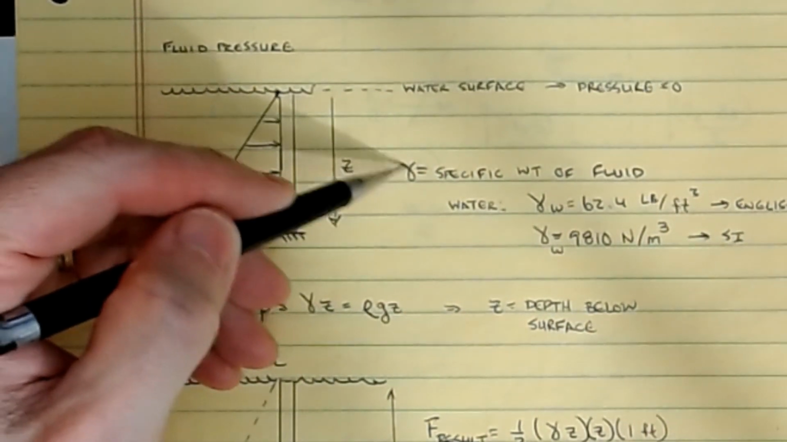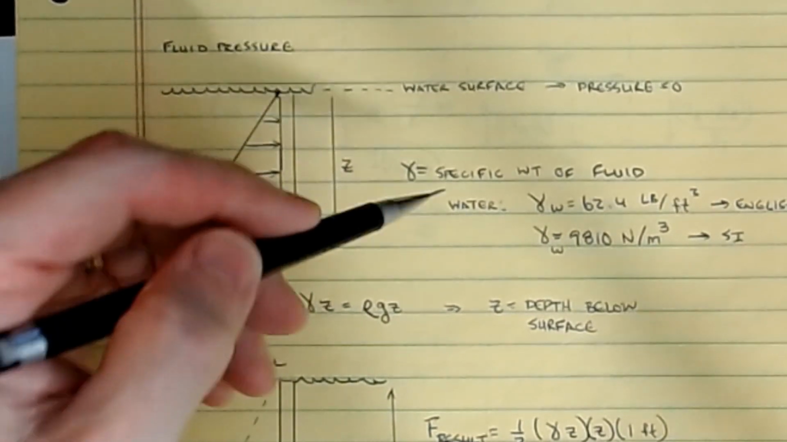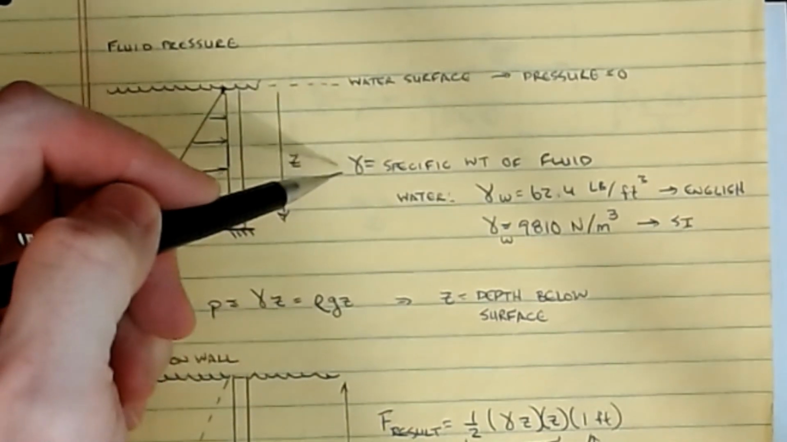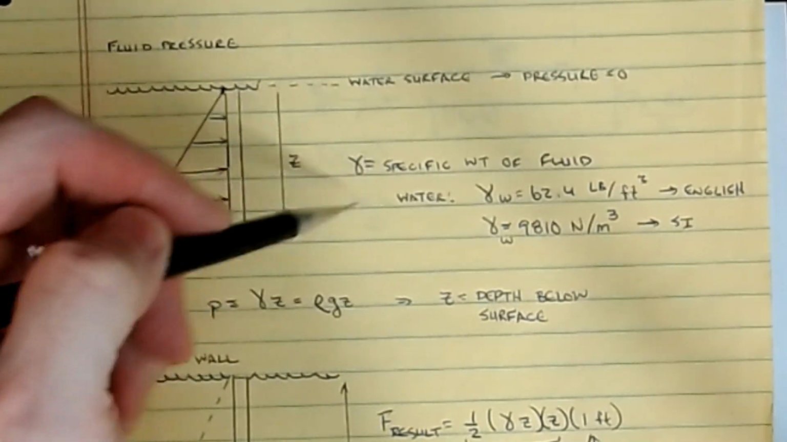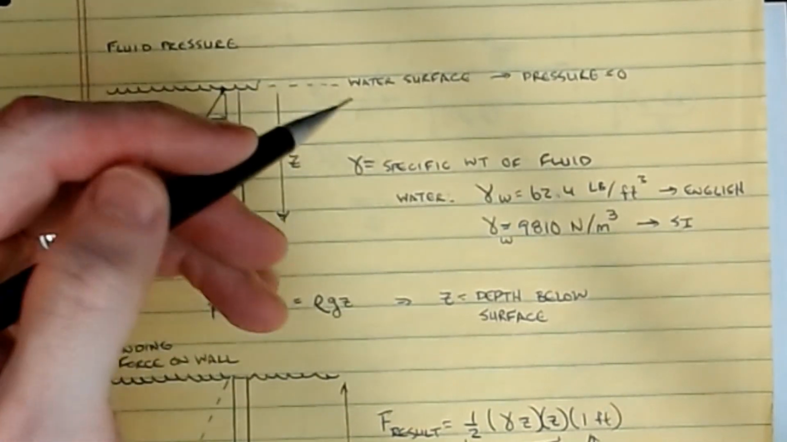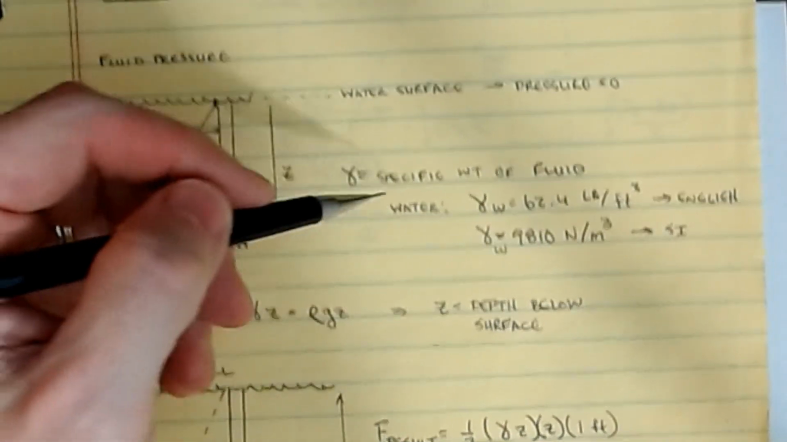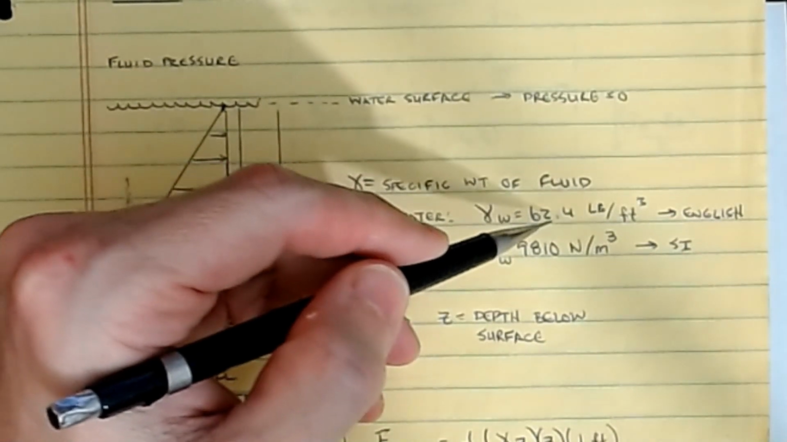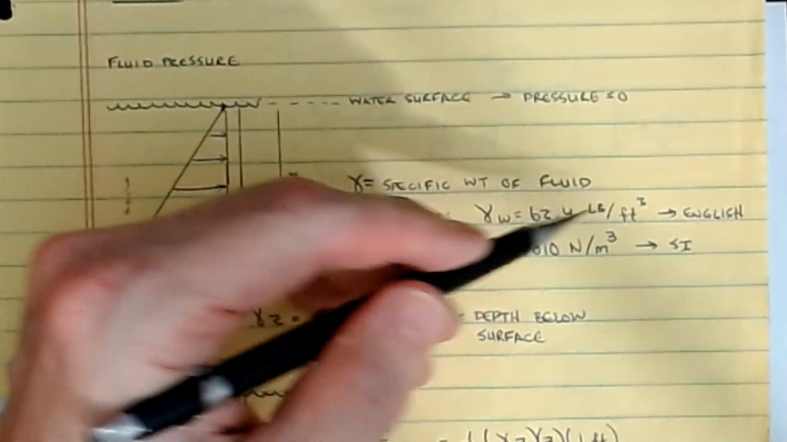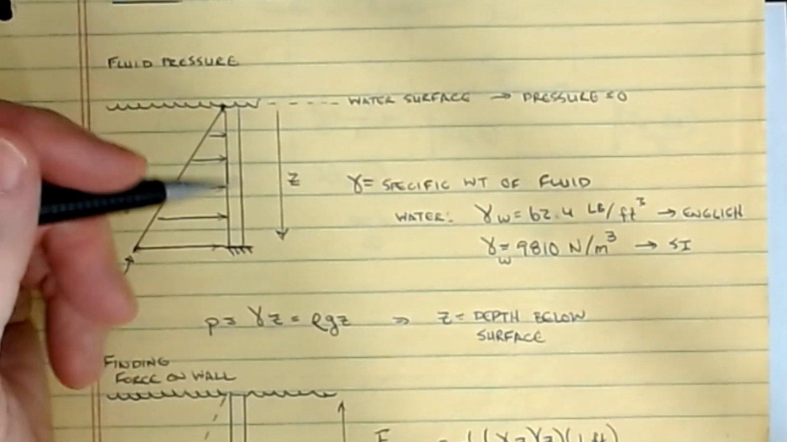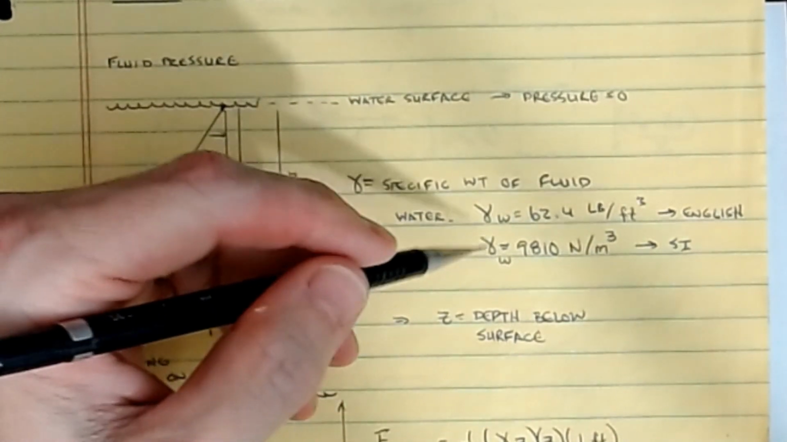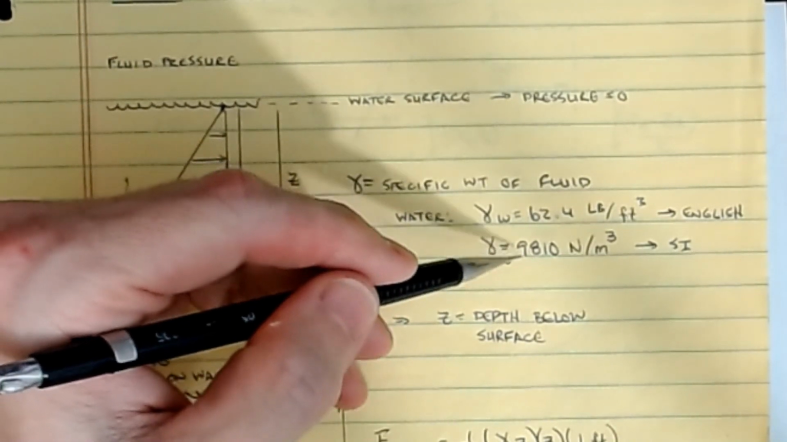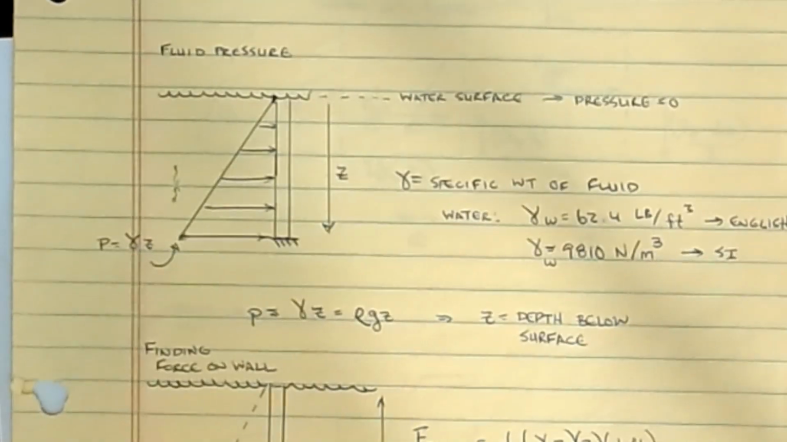Now, we talked about gamma. Gamma is the specific weight of the fluid. For water, we know that this changes with temperature, so we're going to be assuming approximately 70 degrees. For our typical static calculations, our gamma for water is taken as 62.4 pounds per cubic foot, and this is an English unit. Then in the metric units, or the SI units, it's taken as 9,810 newtons per meter cubed.